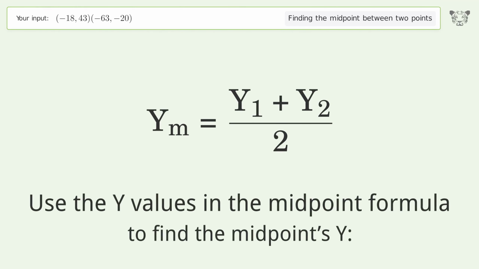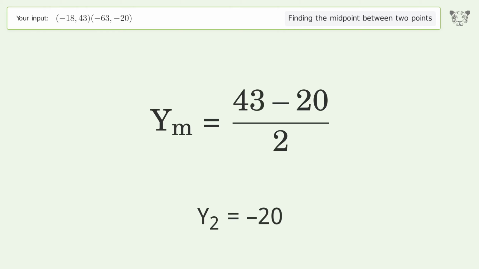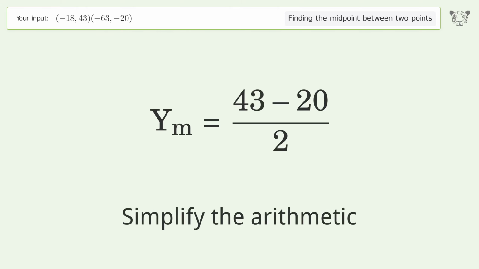Use the y values in the midpoint formula to find the midpoint's y. y1 equals 43. y2 equals negative 20. Simplify the arithmetic.